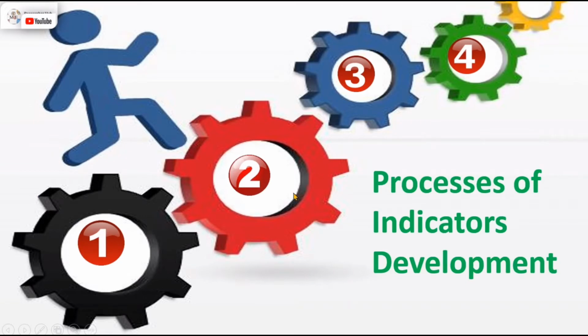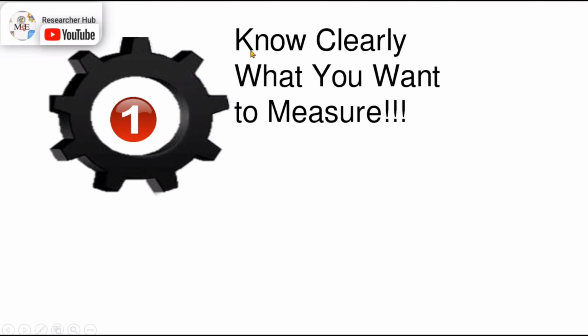You might experience many processes, many steps, when you develop an indicator or a list of indicators for your project. But here I would group them into only 4 steps. Step number 1: you must know clearly what you want to measure. So in this step, before you move to develop any indicators, I would encourage you to study closely to understand your project very well, and what you want to measure.